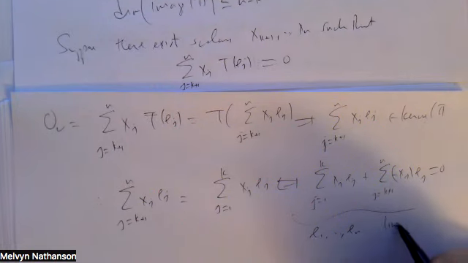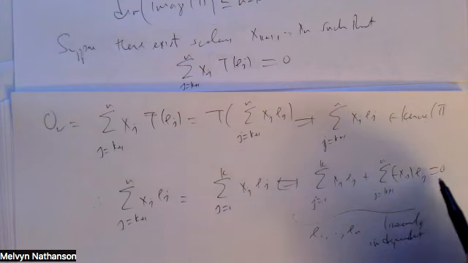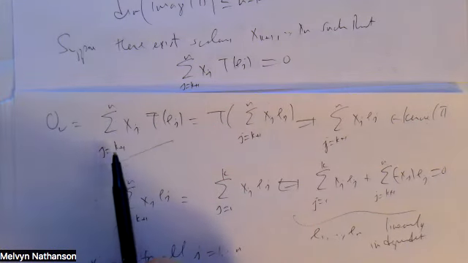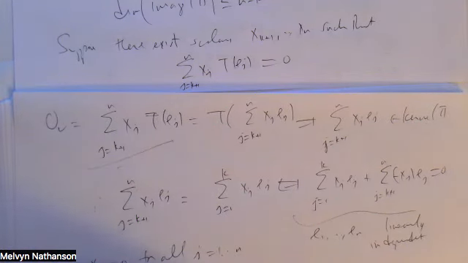ej is 0. But e1 up to en is a linearly independent set. Those vectors are linearly independent. So all of the coefficients have to be 0. So xj equals 0 for all j from 1 up to n, so in particular from k plus 1 up to n. So therefore, the set of vectors T of ej, j from k plus 1 to n, is linearly independent.